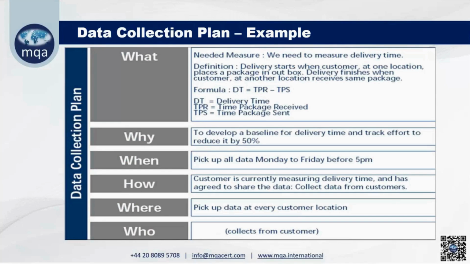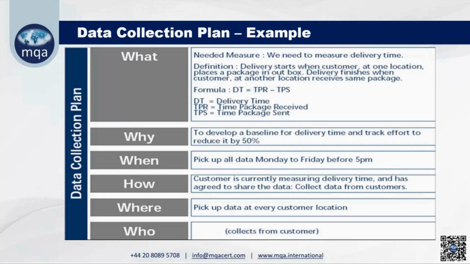When? Pick up all the data Monday to Friday before 5 p.m. Now this time frame is considered 5 p.m. Before 5 p.m. means it is basically targeting the corporate customers, because corporate customers are working up to 5 p.m. How? The customer is currently measuring the delivery time and has agreed to share the data. Collect the data from customer.